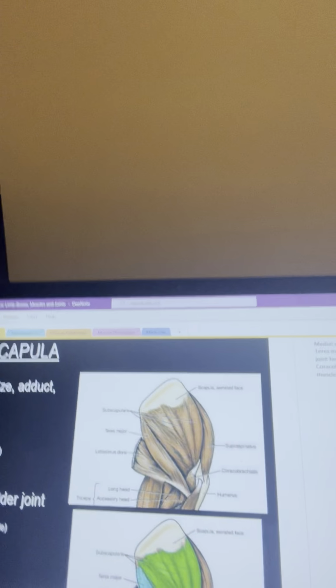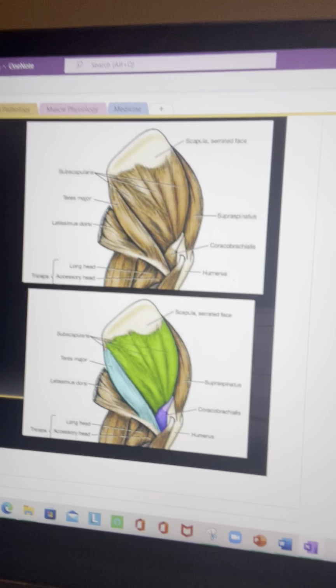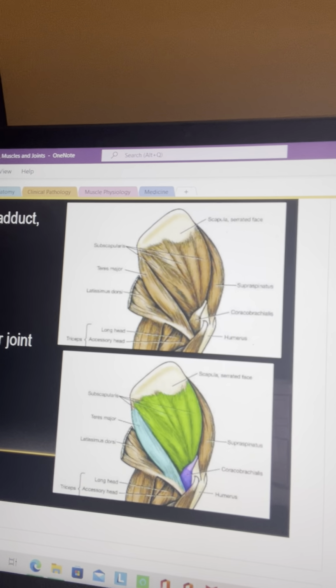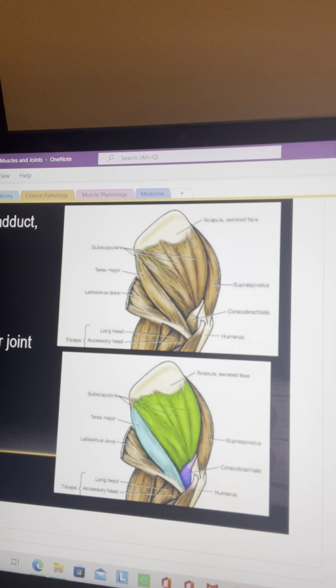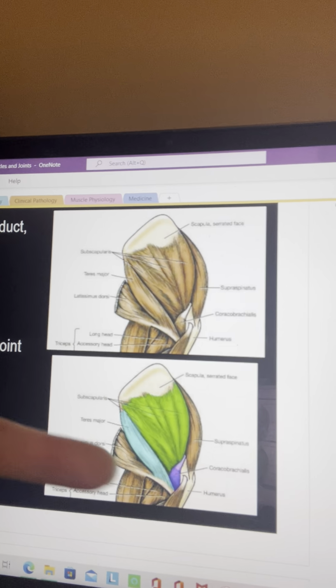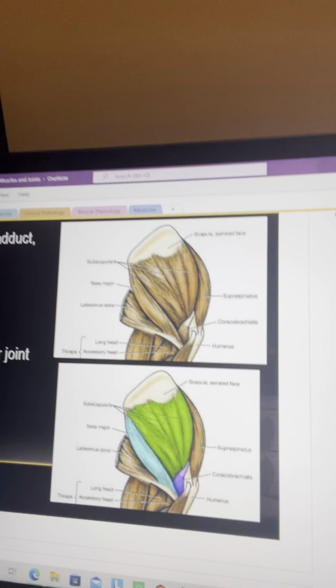And then we have medial to the scapula. These generally stabilize, adduct, and rotate the shoulder. So here we have the subscapularis and the teres major. The teres major also flexes the shoulder joint. And then we have the coracobrachialis. To show you here, in green is our subscapularis. In blue here, this is our teres major. And then we have the coracobrachialis, which is purple down here. It looks like a little nugget.